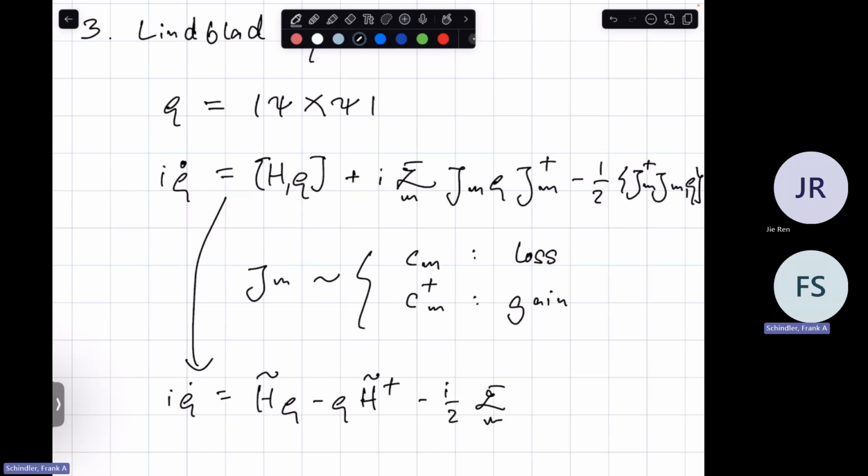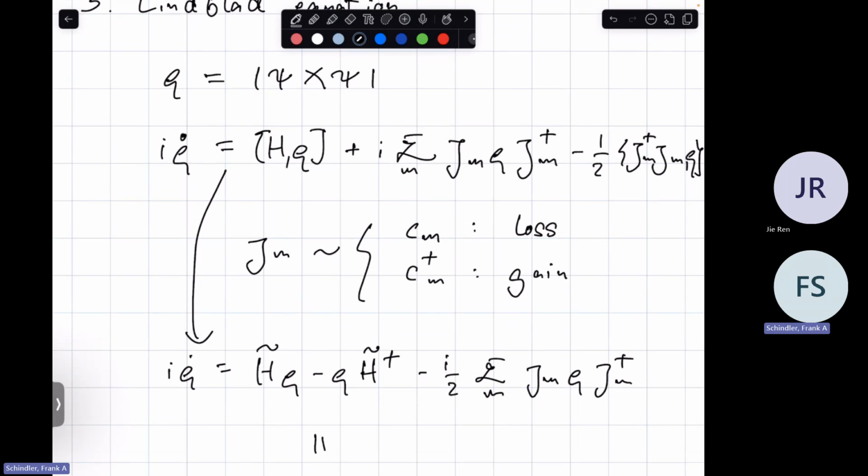What I've gained by that is I've gotten rid of the second part in the jump term, and I only retain the first part. And then H tilde is defined as my original Hermitian H, and then I have a plus, or sorry, a minus i over 2. Actually, sorry, this should be a plus i.